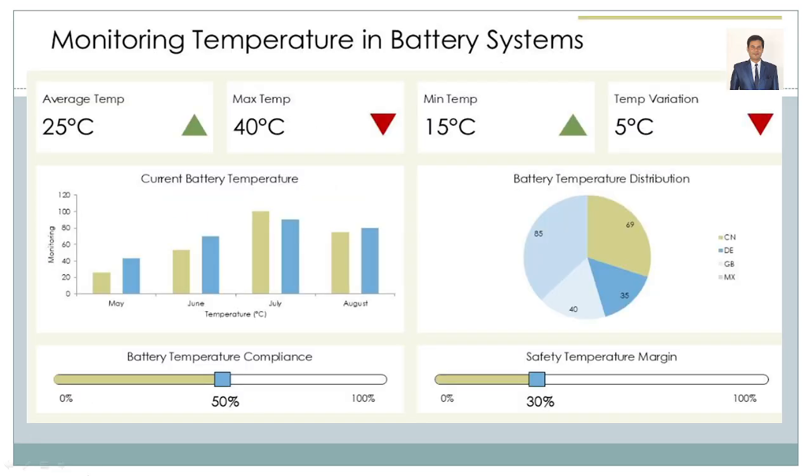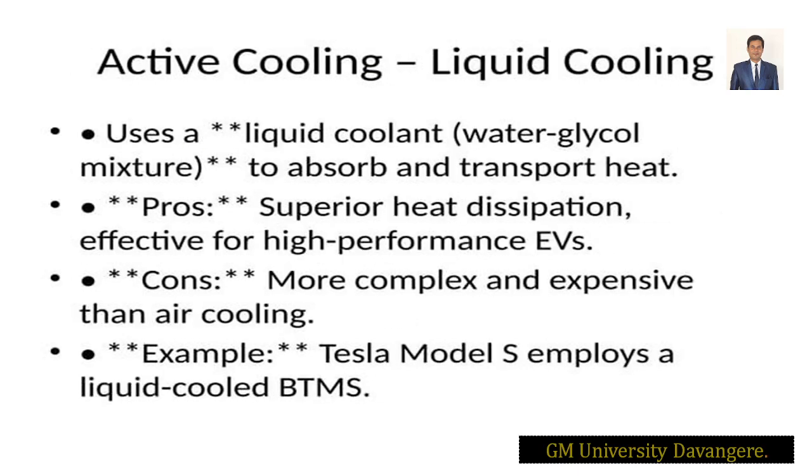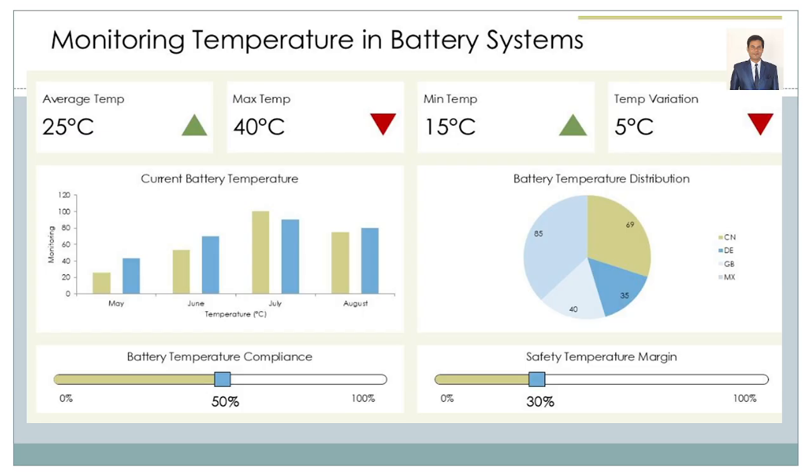Now we need to talk about monitoring the temperature in the battery system, right? We can see there are different types of monitoring: 25 degrees centigrade, and we have monitored for 40 degrees centigrade, and also for 15 degrees and 5 degrees centigrade. All right. So this is the various data we have collected to help you understand in a clear way, right?